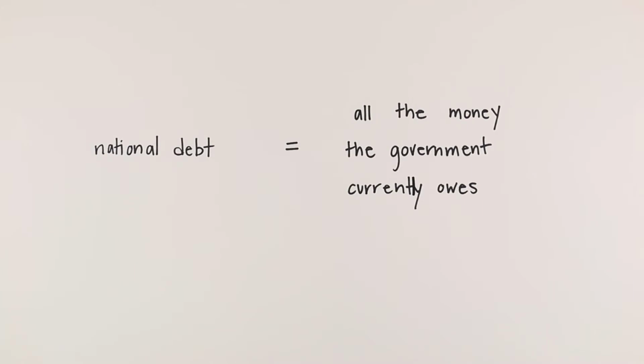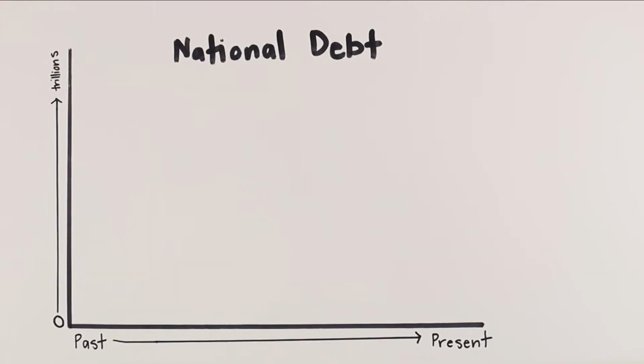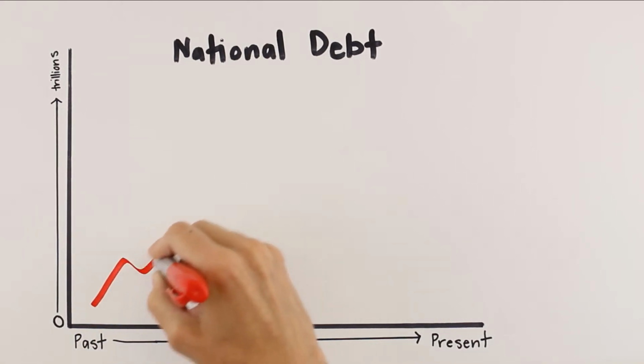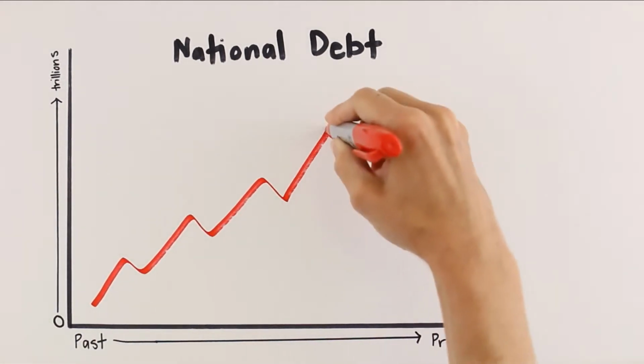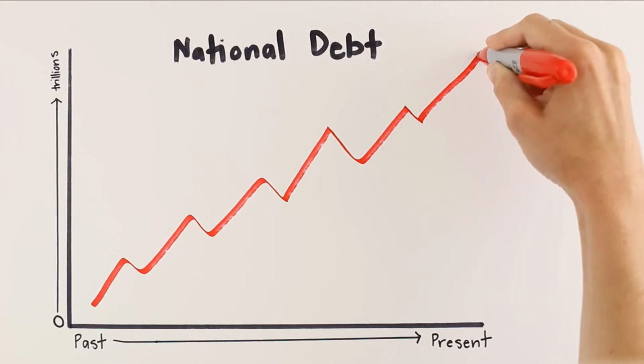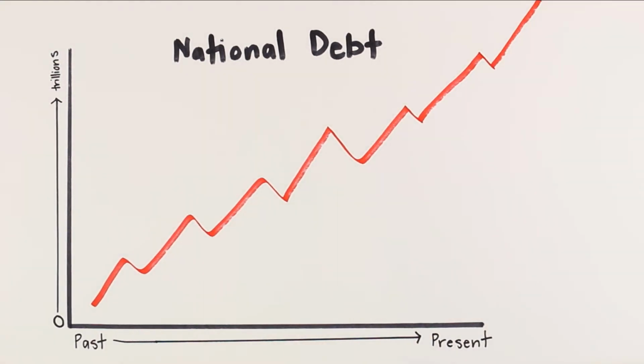All of the money the government has borrowed and currently owes is called the national debt. In 1960, the national debt was about $289 billion. By 1998, it was about $5.5 trillion. And in 2018, the national debt stands at about $21 trillion.